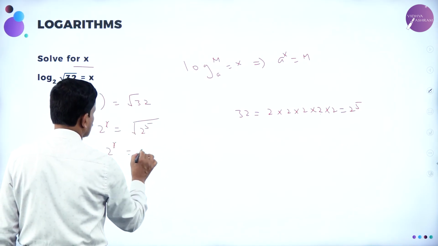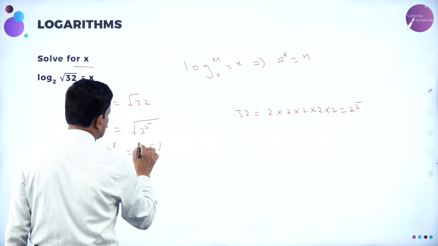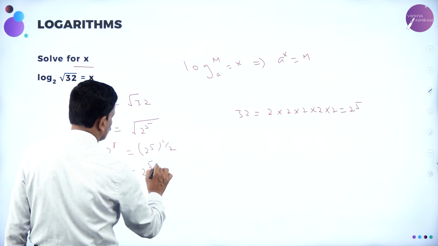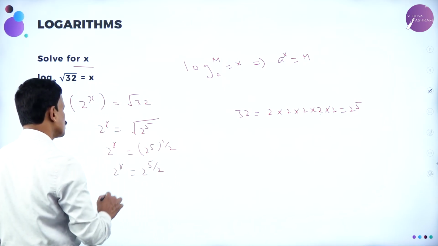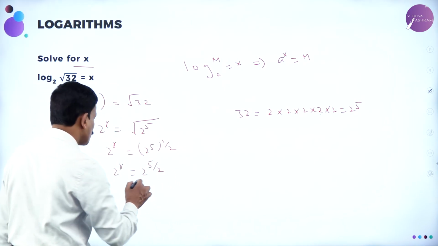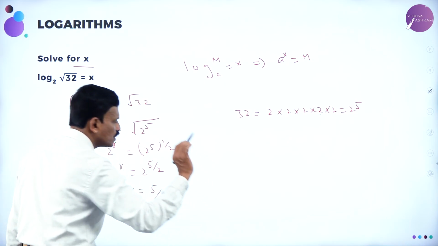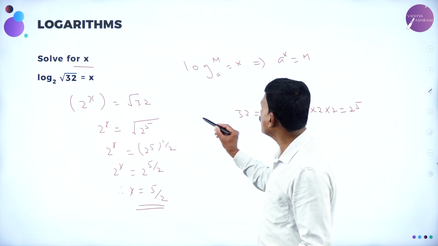This is 2 power x is equal to 2 to the power of 5. Square root means 1 by 2, so 2 power x is equal to 2 to the power of 5 by 2. Whenever the bases are same, then the powers are also equal. Therefore, x is equal to 5 by 2. That's it. See here, very simple.